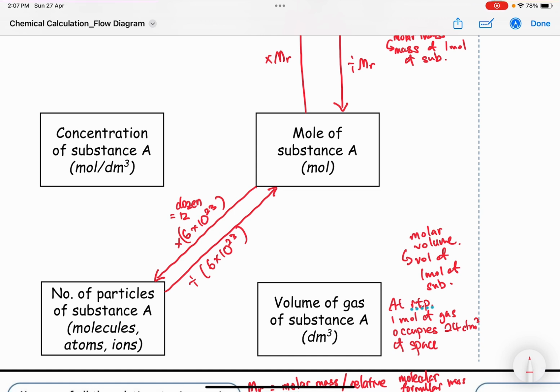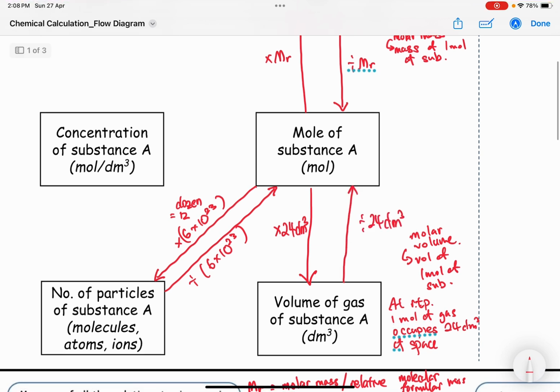In this case, if there are 2 moles of gas, how much space does it occupy? 2 times 24. So in actual fact, to convert mole to volume of a substance, I multiply by 24 dm cube. Now the reverse also holds true. If I want to convert volume to mole, I divide by 24 dm cube. So knowing the interconversions between them is important.